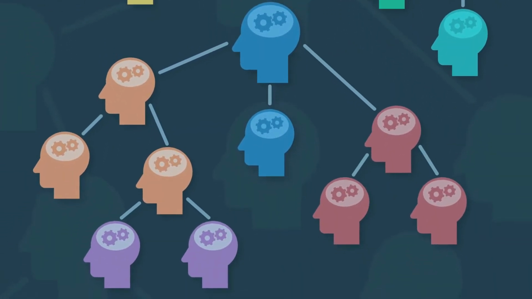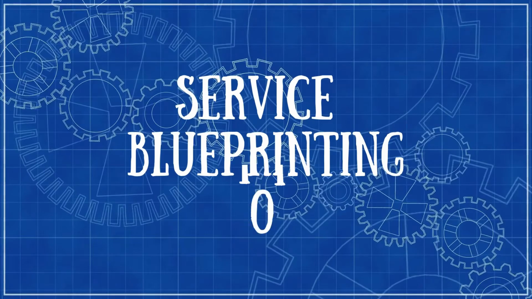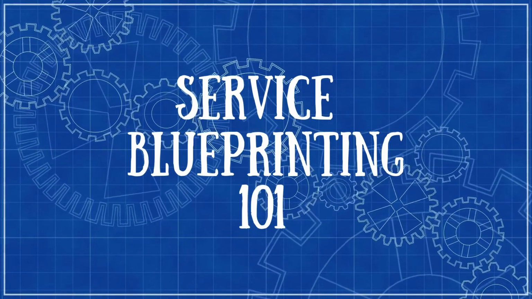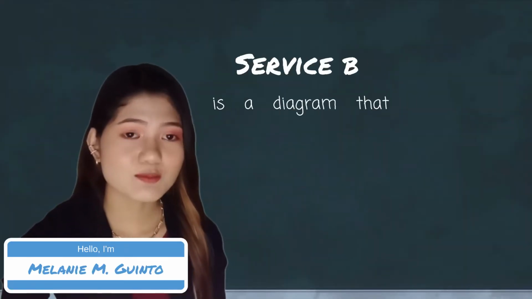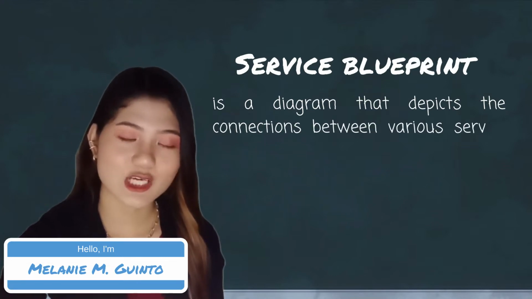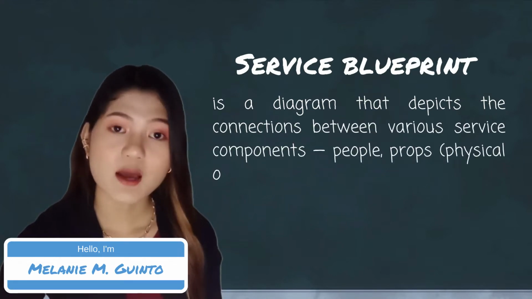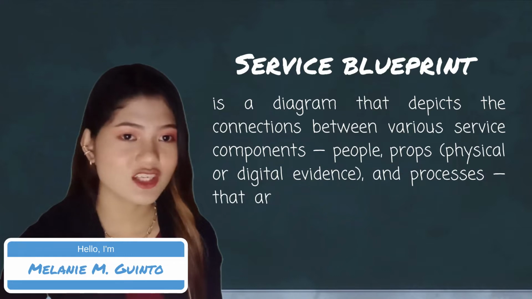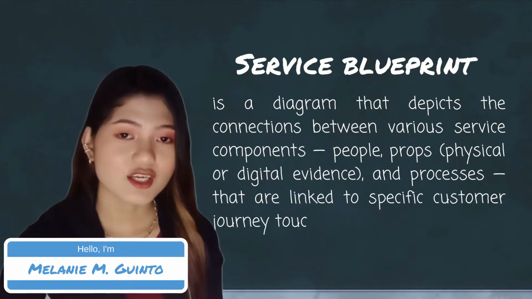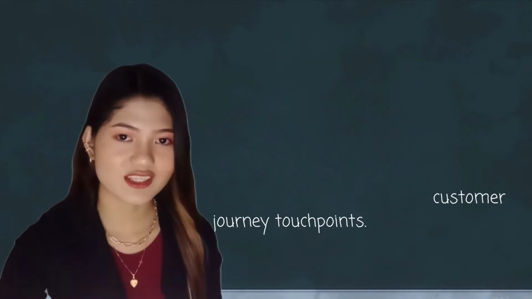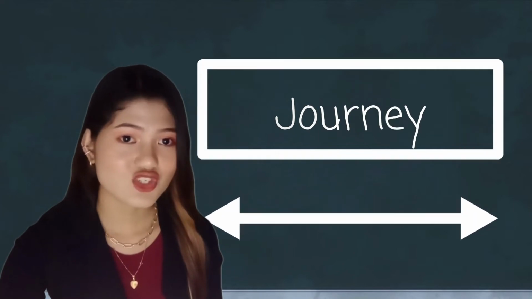And we're here to do the same. This is Service Blueprinting 101, bringing better life to service blueprints. A service blueprint is a diagram that depicts the connection between various service components, people, props, physical or digital evidence, and processes that are linked to specific customer journey touchpoints. The length of this journey is up to you.